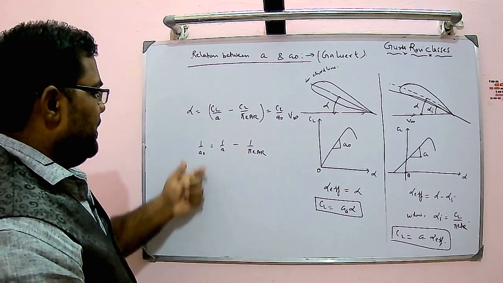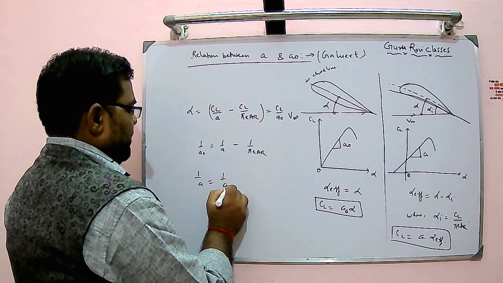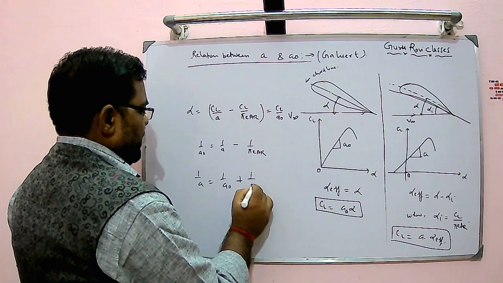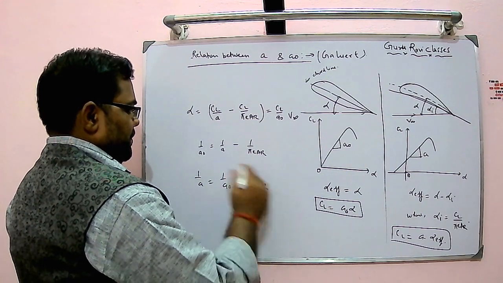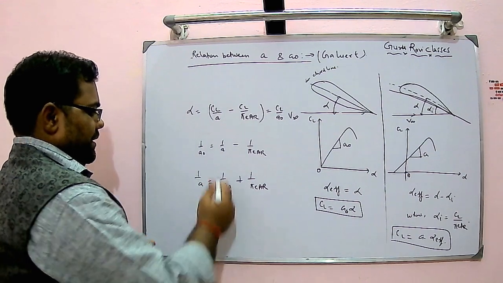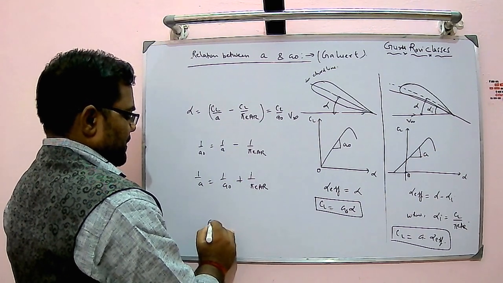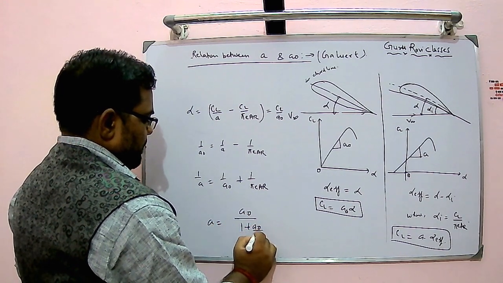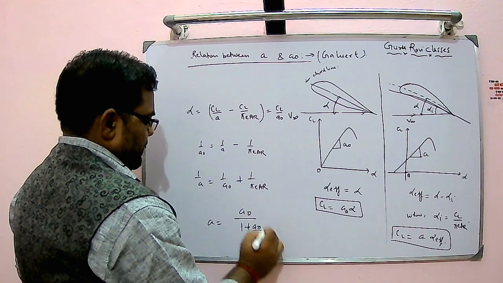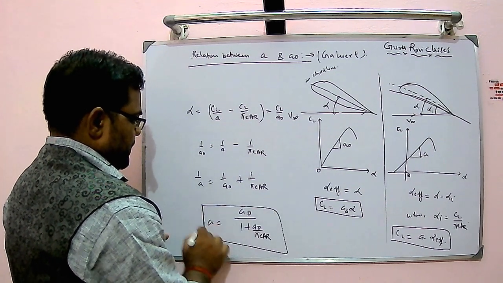So from here, you can write 1/A = 1/A₀ + 1/(πeAR). If you do so, what will happen? You just take LCM and solve this. You will get the relation A = A₀ / (1 + A₀/(πeAR)). This relation you will get out of this, if you solve this.